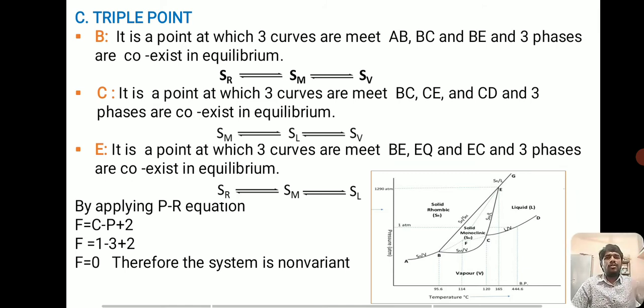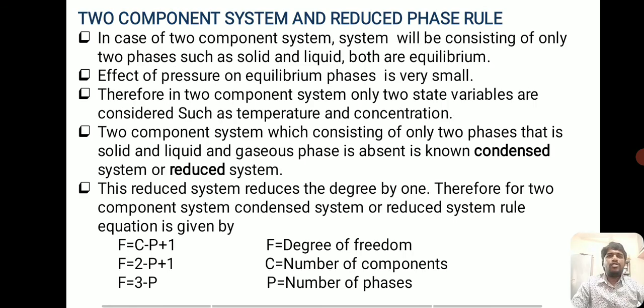We can observe the degree of freedom here is 0 by applying the phase rule equation, because here we have three phases. So P is equal to 3 and C is equal to 1. So it gives F is equal to 0. So it is non-variant. Coming to the two component system and reduced phase rule.